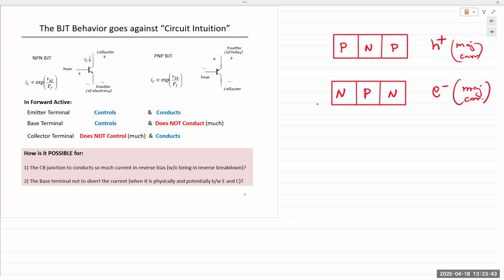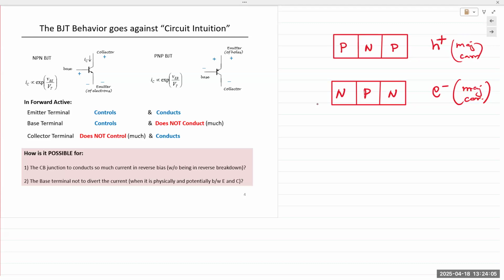We would think that if it's two back-to-back PN junctions, current would just go in opposite directions, right? Whether it's an NPN transistor or a PNP transistor, depending on which transistor we use, we'd expect that the current is either going in or the current is going out, right?